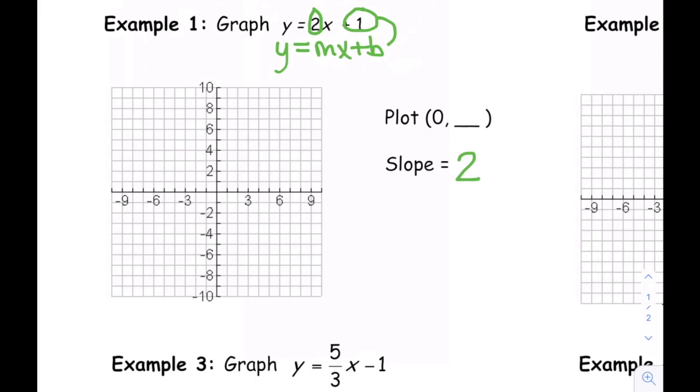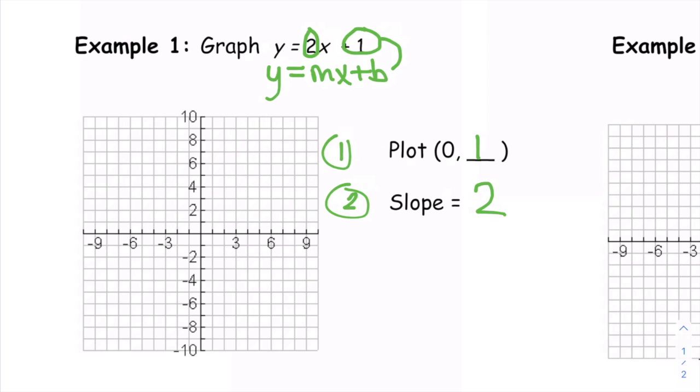So that means I'm going to plot 0, 1 as my first step, then use my slope to move. Remember that a slope of 2 is the same as 2 over 1. So 2 would be my rise, and 1 would be my run. So let's first plot the y-intercept, 0, 1. And then I'm going to use my slope, 2 over 1, up 2 over 1, and plot a new point. I'm going to repeat that pattern, up 2 over 1, plot a point, up 2 over 1, plot a point.